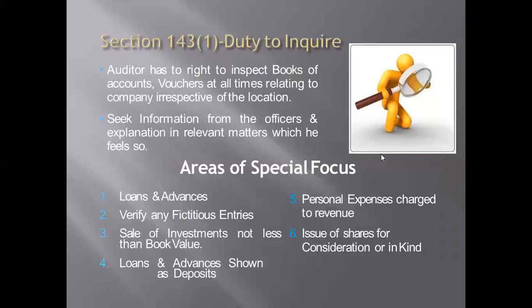the books of accounts. Now, the areas on which he should give his main focus are the loans and advances, different fictitious entries, then sale of investments at less than the book value, then the deposits and loans, then the personal expenses which are charged against the revenue, and the issue of shares considered in kind. So look, these are the areas where fraud actually occurs. These are the areas where embezzlement will take place. The company can easily hide their profit. The company can easily hide their situations in these areas.